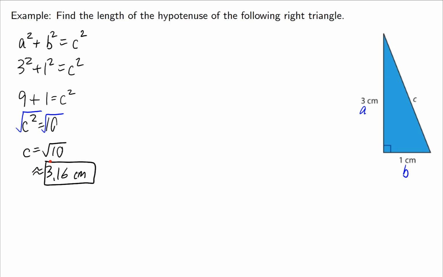You'll notice that this length is more than the length of the two sides, which should be the case. It should be the longest side because it's the hypotenuse.